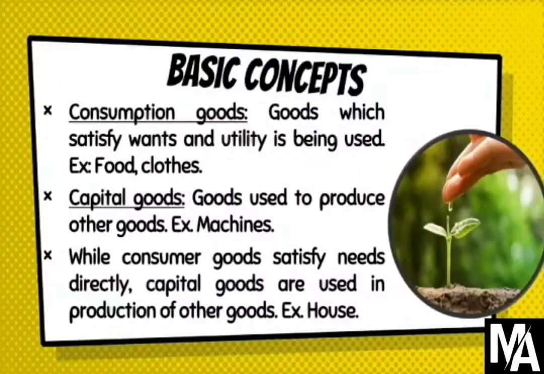So this video is all about basic concepts. Let's begin with the first concept, that is consumption goods. It's very easy to understand. Goods which satisfy human wants, and whose utility is used up whenever they are being used, are called consumption goods. For example, whenever we are hungry, we eat food. So any food item can be considered as consumption goods. First of all, why? Because they satisfy our want of hunger. And secondly, the utility or the want satisfying capacity of that product can be used by us.